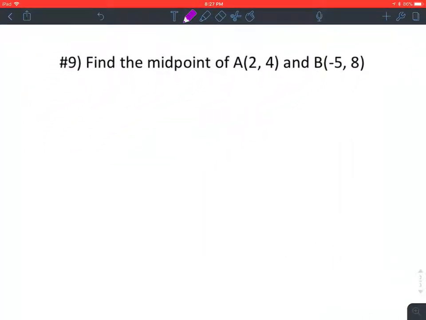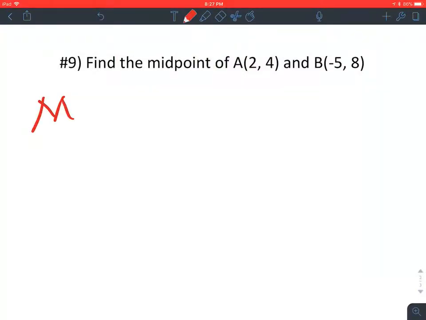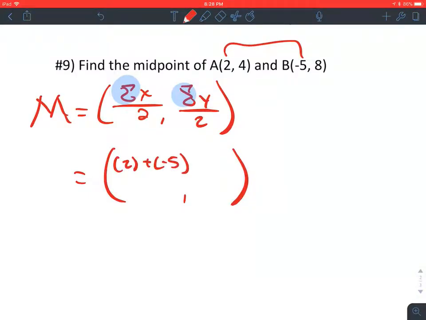Number 9, find the midpoint of AB. So that's the point that's halfway between those in a coordinate plane. We're going to use the midpoint formula for this, which is capital M equals an ordered pair. It's the summation of the x values divided by 2, comma, the summation of the y values divided by 2. This is a Greek letter sigma. It just means to add up the x values and add up the y values. Our x values are 2 and negative 5. Our y values are 4 and 8.